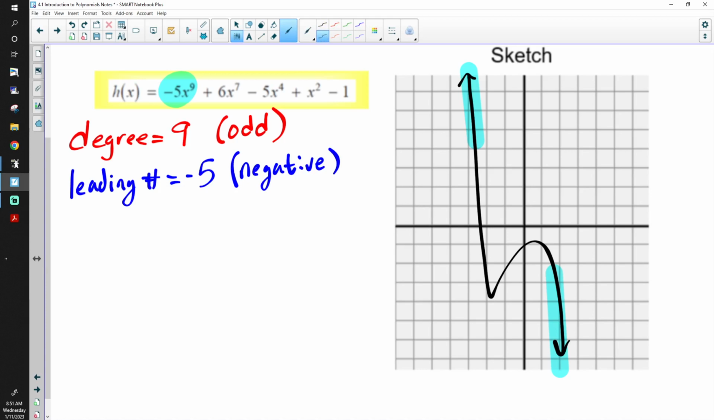So if I'm describing the left side, and again, it's going to be exactly the same as what we did on that page before. But this function, h of x, is going towards positive infinity. It's going up. As x, this is describing which side, as we look at the left side, so as x goes to negative infinity.